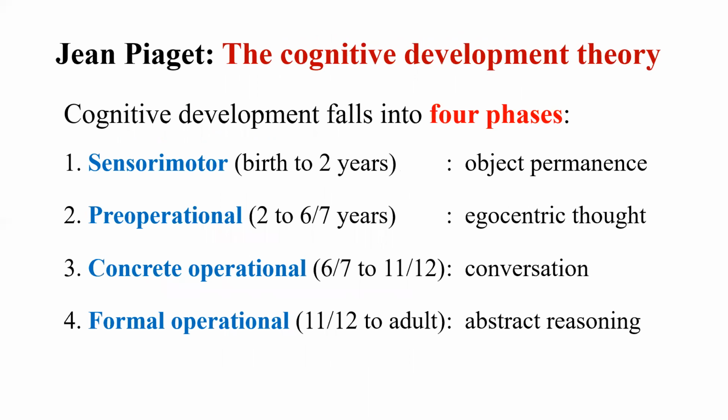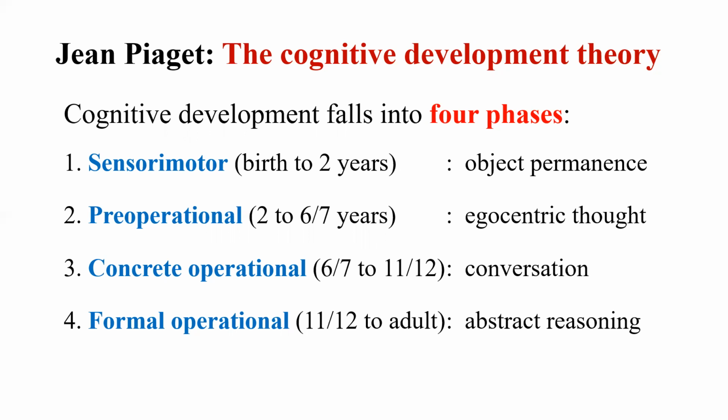Okay, next one. There is a theory under this category, the cognitive development theory by the Swiss psychologist Jean Piaget. He says cognitive development falls into 4 phases. So how does a child acquire a language? There are 4 stages, in the sense of how we reach the topmost stage. For instance, the first stage, sensorimotor. Sensorimotor refers to birth to 2 years of age.